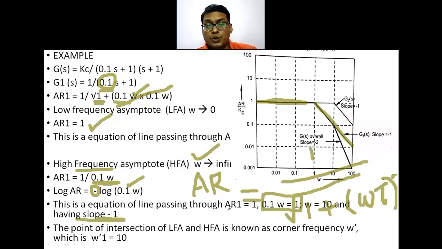Amplitude ratio comes as 1. So 0.1 omega equals 1, so omega you can calculate as 10. So 10 will be my corner frequency for this first transfer function, that is G1(s), with a slope of minus 1.